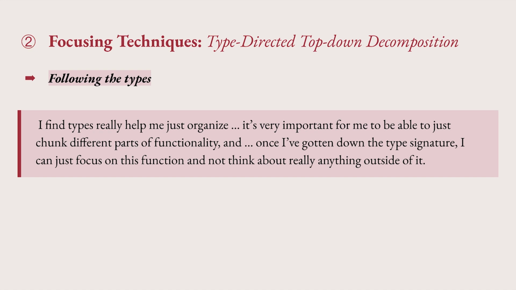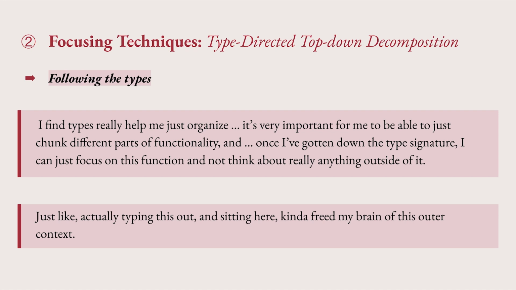But types were not just for the compiler. Participants also used types to structure their top-down decomposition of problems in a fine-grained manner, a strategy many participants referred to as following the types. One participant noted, "I find types really help me just organize. It's very important for me to be able to just chunk different parts of functionality, and once I've gotten down the type signature, I can just focus on this function and not think about really anything outside of it." Another participant described how types freed his brain from unnecessary context. "Just like actually typing this out and sitting here kind of freed my brain of this outer context."